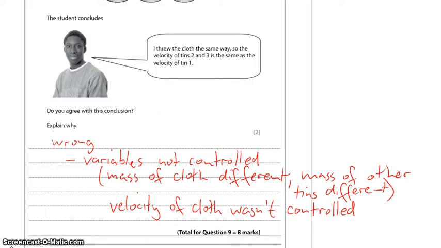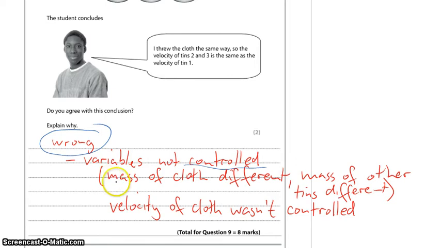Okay, this last question is about the student's conclusion. He's saying, I threw the cloth the same way, so that the velocity of the tins 2 and 3 is the same as the velocity of tin 1. Is his conclusion correct? Well, it isn't. And the problem is that he hasn't controlled the variables, so he's not kept the variables that he had in the first experiment with the second one.